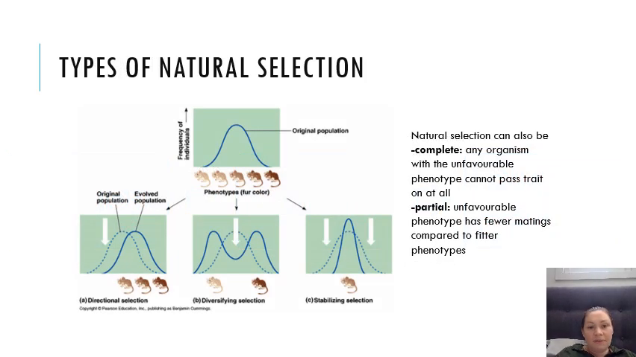There's a few different types of natural selection. Natural selection can be complete, where any organism with an unfavorable phenotype can't pass their traits on, or it can be partial. Partial is when unfavorable phenotypes have fewer matings compared to other fitter phenotypes, but they still exist and they're still able to reproduce and pass on in some cases.